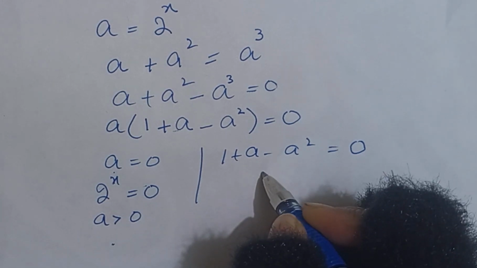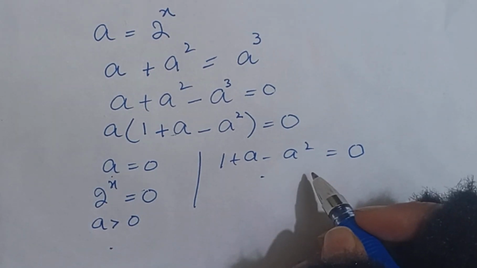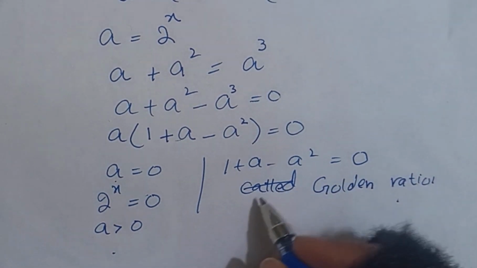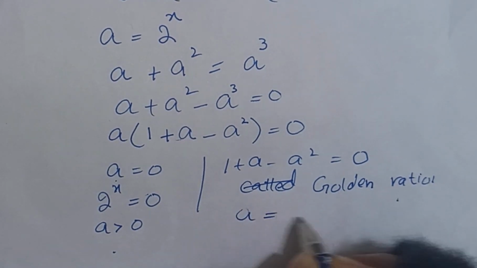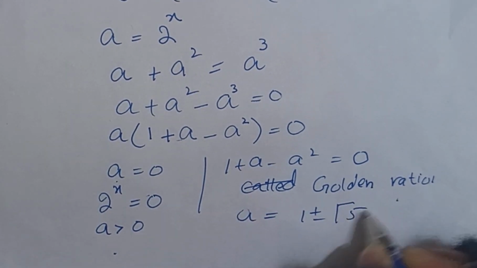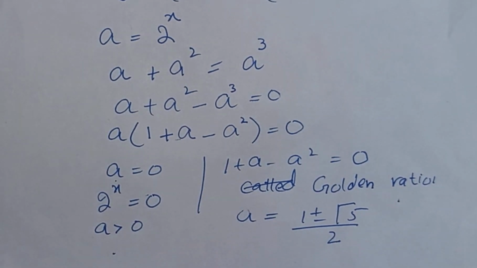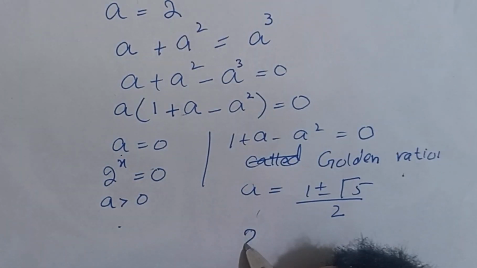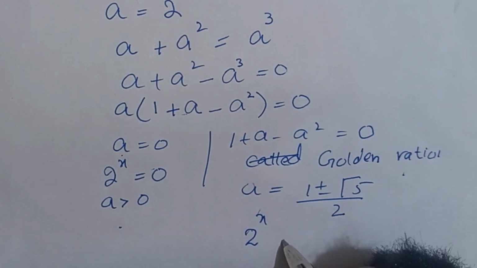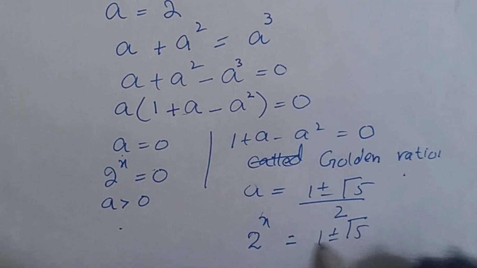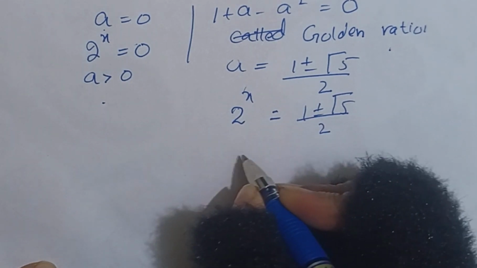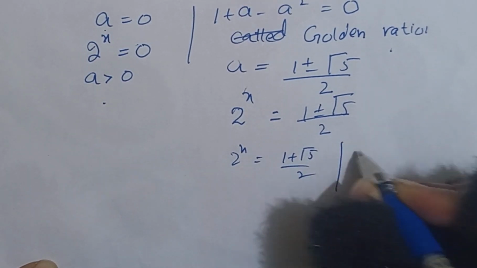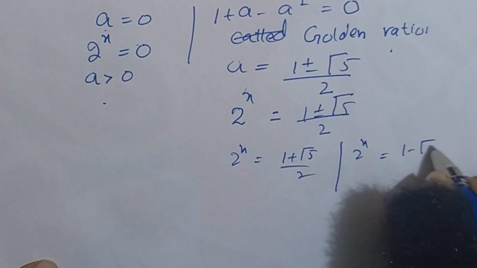So now look at this. This is a very familiar equation because the answer of this equation is called the golden ratio. So the golden ratio is a is equal to 1 plus minus square root of 5 over 2. And in our question, we let that a is equal to 2 raised to the power x. So this implies 2 raised to the power x is equal to 1 plus minus square root of 5 over 2. So 2 raised to the power x is equal to 1 plus square root of 5 over 2, and 2 raised to the power x is equal to 1 minus square root of 5 over 2.